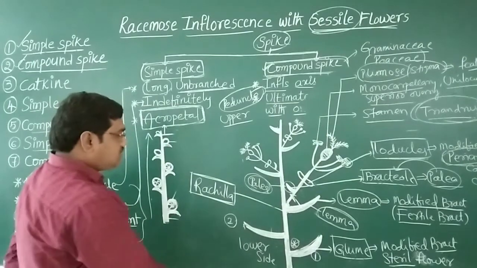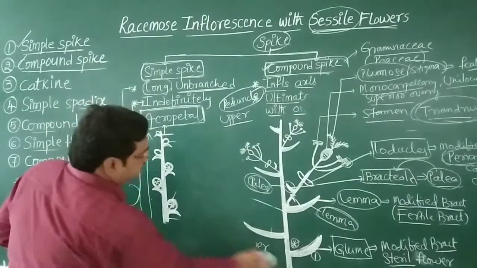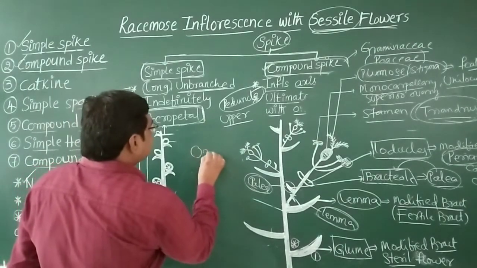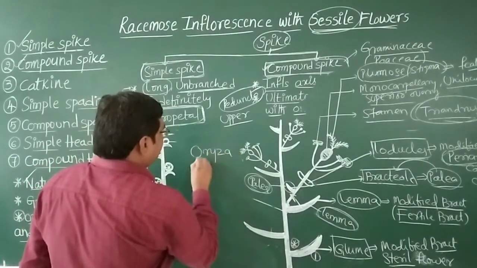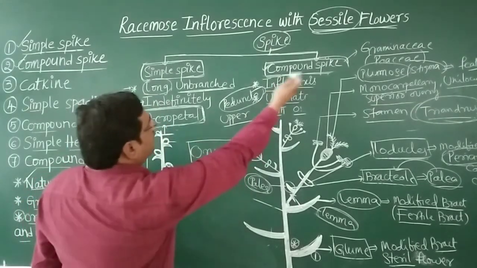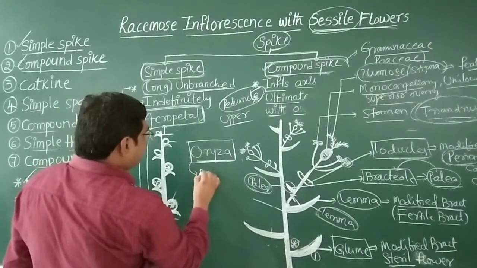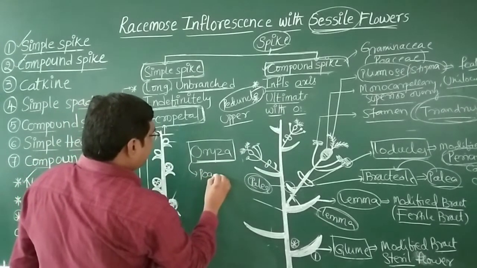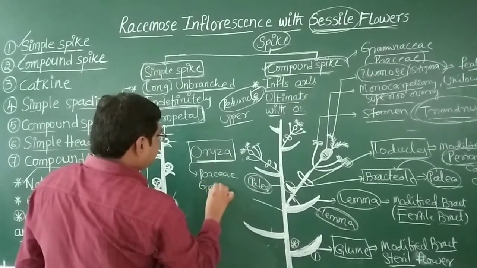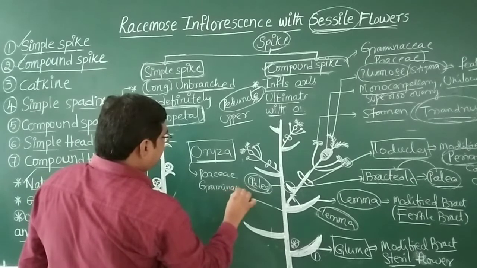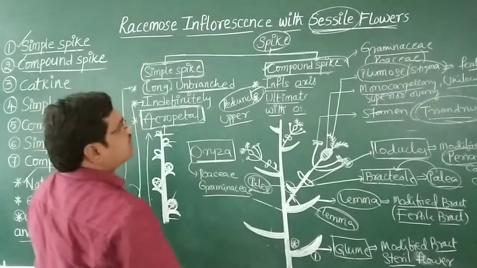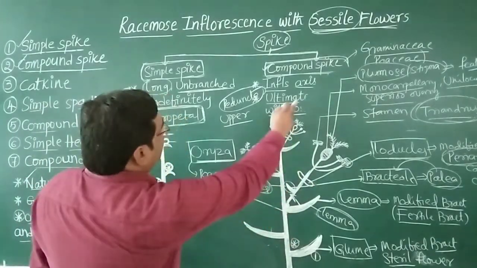So what are the examples of compound spike? Oryza sativa. So this is an example of the compound spike. It is the main characteristic feature of the members of the Graminaceae family. Okay. So this is the complete structure of the compound spike.